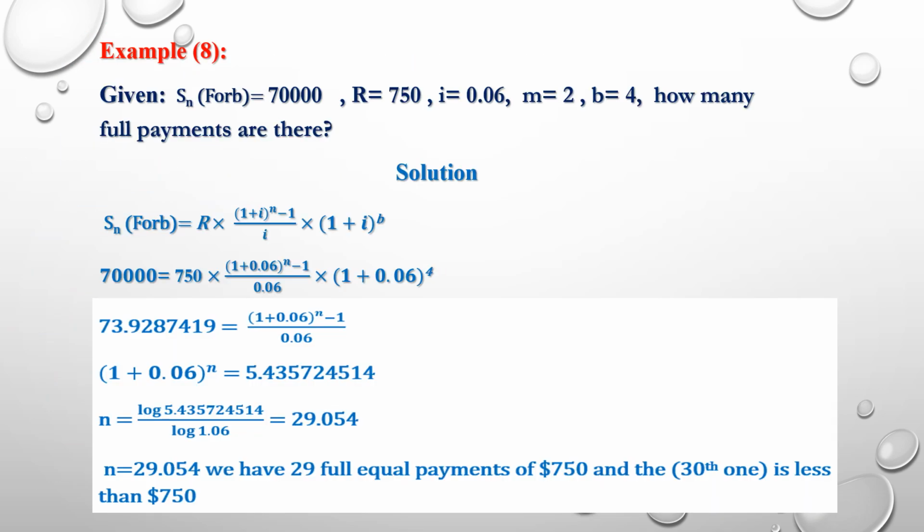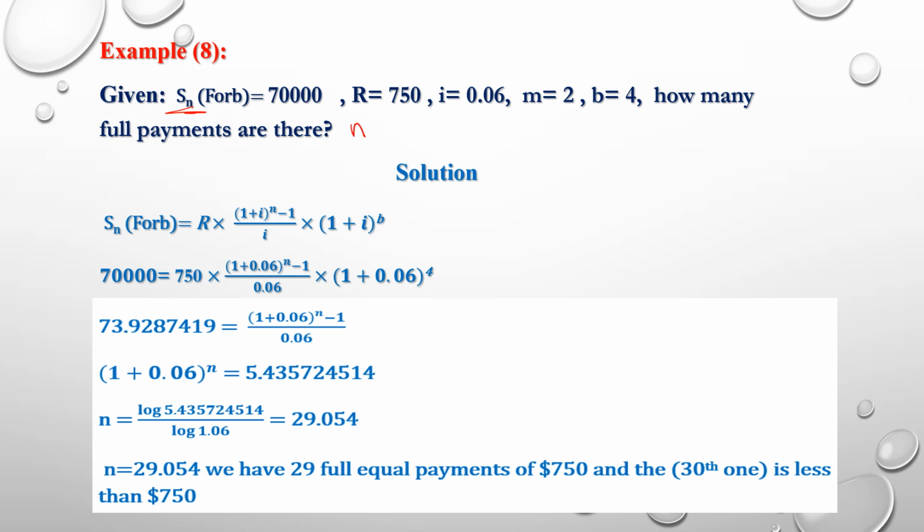Another example given the future value of a forborne ordinary annuity, which is equal to $70,000, and R equals 750, I equals 6%, M equals 2, B equals 4. And the question here is how many full payments are there? So we need to find N.